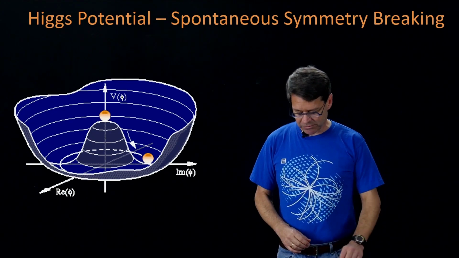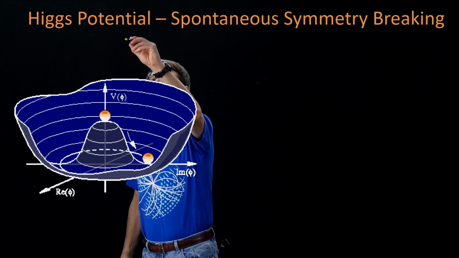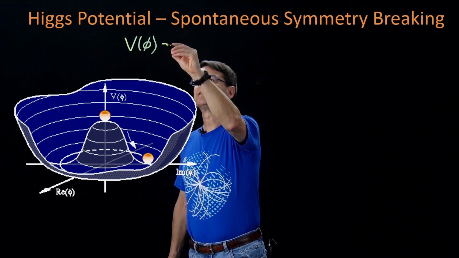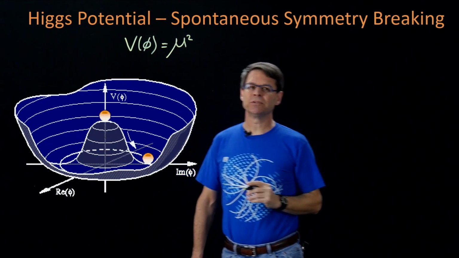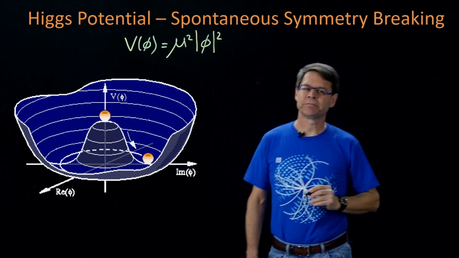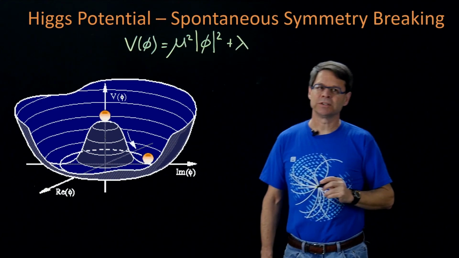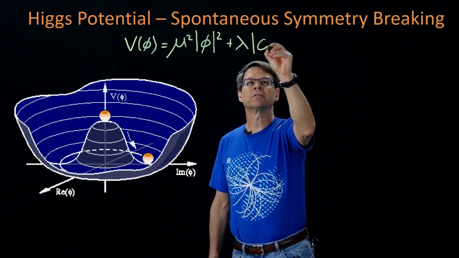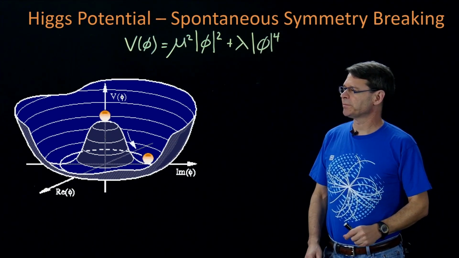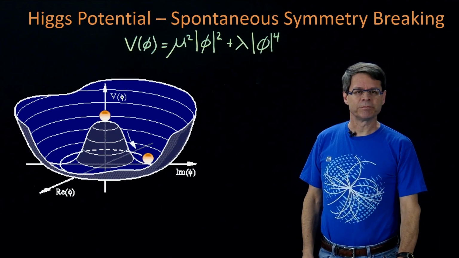But first, let's just write down what this potential that we've drawn here looks like. Let me write this as the potential of the field phi, and that equals some parameter mu squared times the magnitude of phi squared, and we'll add to that another term with a coefficient lambda times the fourth power of the magnitude of the field phi. So that is the shape of the potential. It has a quadratic term and a quartic term.